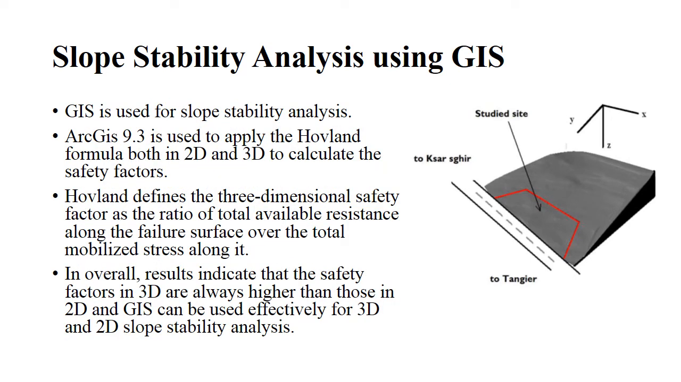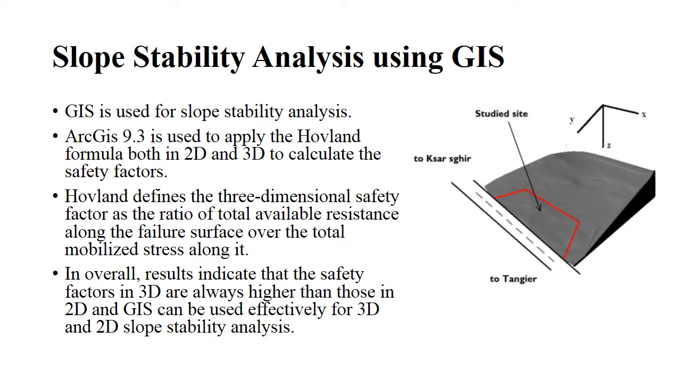GIS is mainly used for slope stability analysis in both 2D and 3D. There's a formula called the Hovland formula, which is nothing but the ratio of total available resistance along the failure surface over the total mobilized stress over it. So what the Hovland formula tells us is the safety factor.